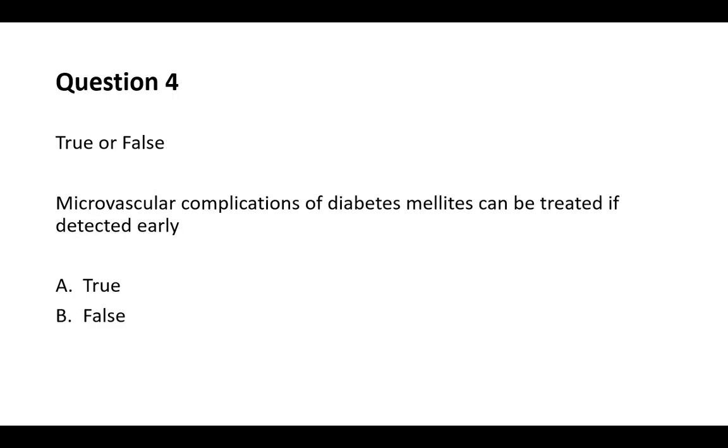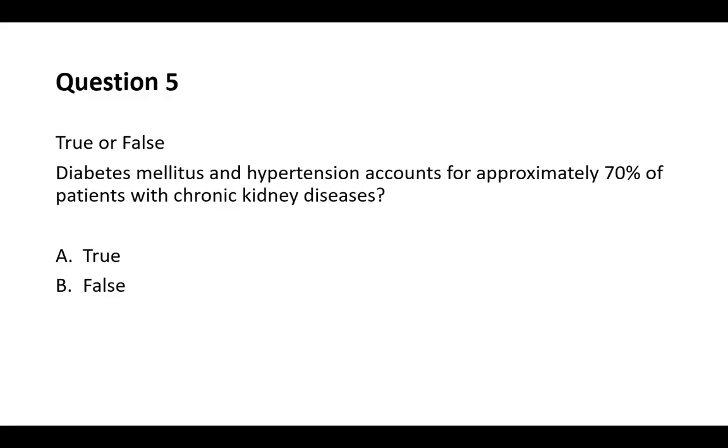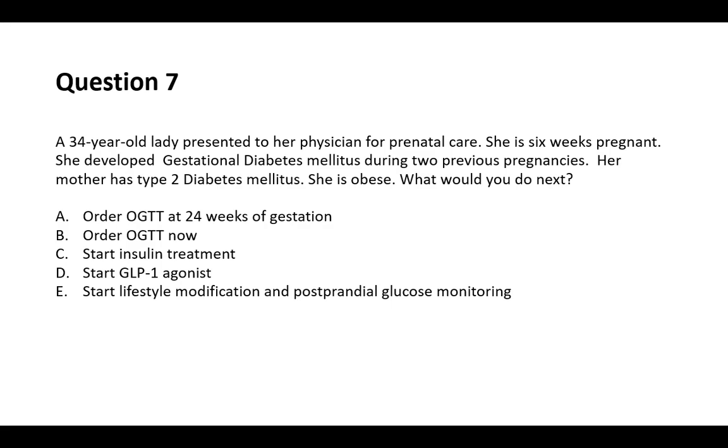True or false? Microvascular complications of diabetes mellitus can be treated if detected early. We just answered that, right? So detect it early, we can treat it and correct it and reverse it. But the macrovascular, difficult. True or false? Diabetes mellitus and hypertension account for approximately 70% of patients with CKD. True. Oh, I'm tired. Somebody read this.